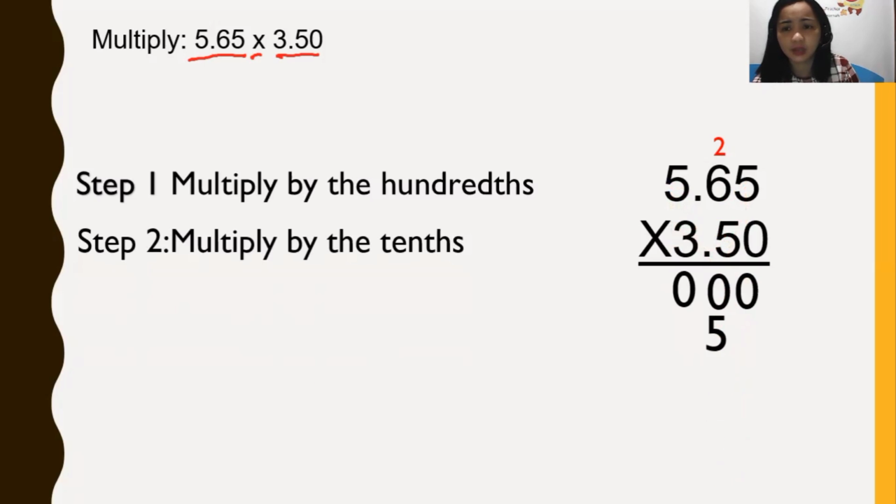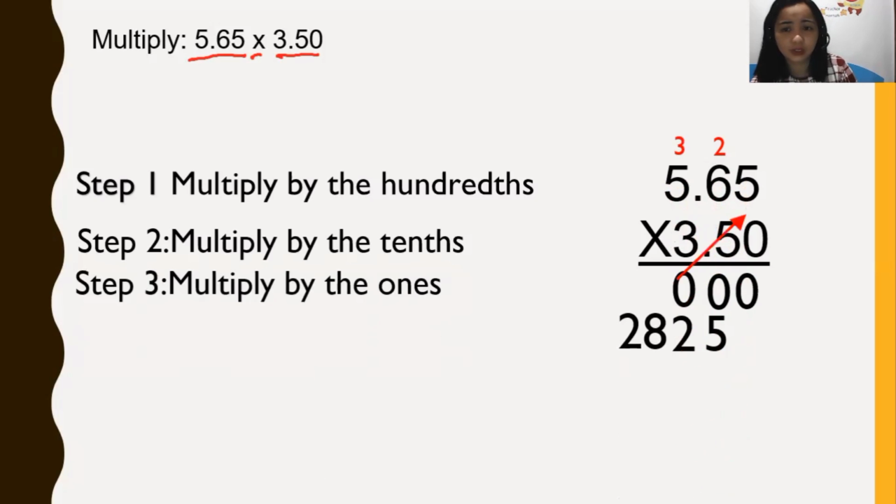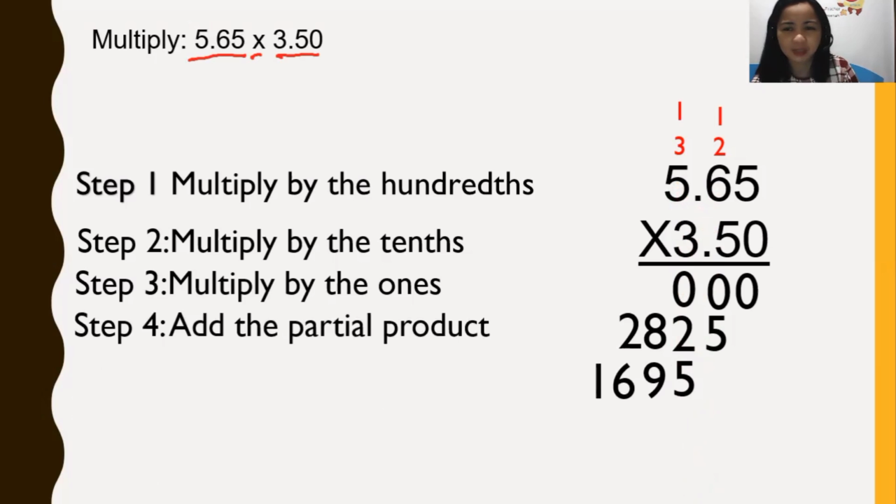Bring down 5, carry 2. We have 5 times 6 is 30, plus 2 is 32. And we have 5 times 5 is 25, plus 3. We have 28. And then multiply by the ones. We have 3 times 5 is 15. Carry 1 here. We have 3 times 6 is 18. Plus 1 is 19. And then we have 3 times 5 is 15. Plus 1 is 16. And then now add the partial product.